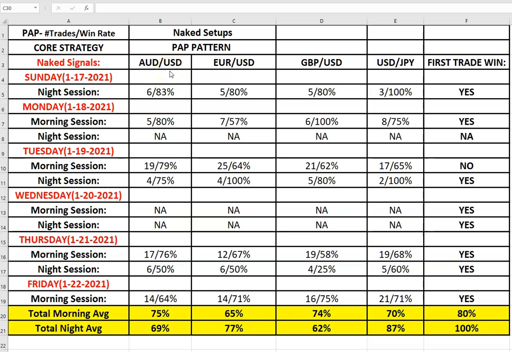So what you're seeing here is just the naked stats for this last week in the 4 main pairs that we look at: the Aussie US, Euro US, Pound US, and the US Yen. Once again, and we've been talking about this now for months, the one you want to focus on is the US Yen if you're going to be a short-term trader.